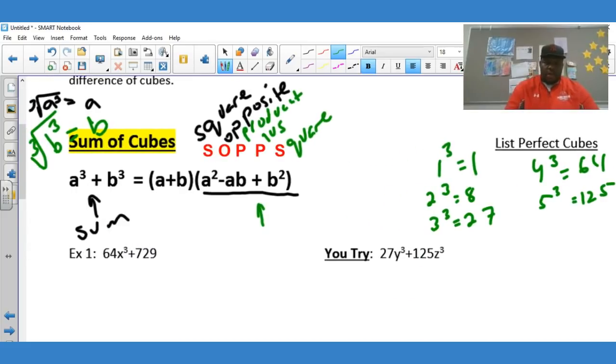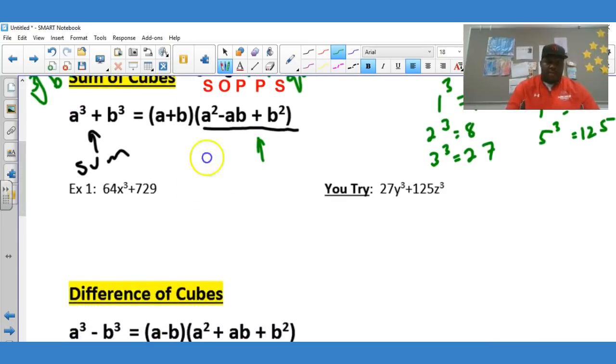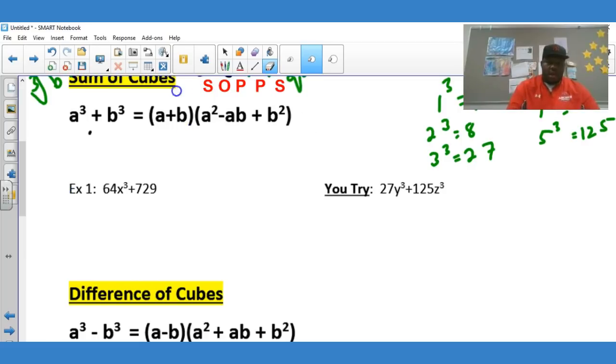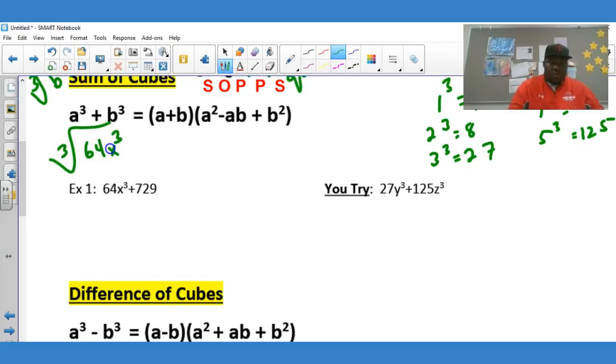Now, first example, I'm going to show you how to use SOPs. First of all, 64x cubed and 729 are perfect cubes. So first, I'm going to identify the cube root of 64x cubed. The cube root of 64 is 4, and the cube root of x cubed is x. So 4x is my first term, that's going to be my a. Then we do the cube root of 729, and that is 9. If you write your cube roots out, you'll know. Now, here we go.